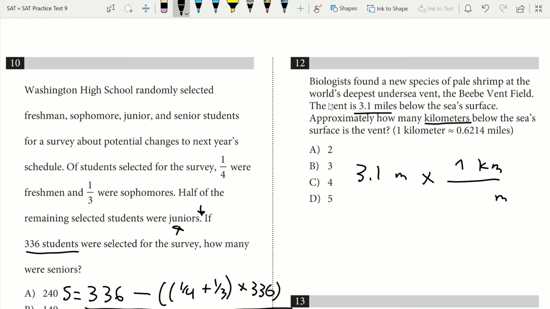We know that we have 1 kilometer per 0.6214 miles. So now when I simplify this out, it's going to be 3.1 divided by 0.6214. I plug that into my calculator, and I'm going to get 4.98, which is just about 5. So my answer is going to be D.